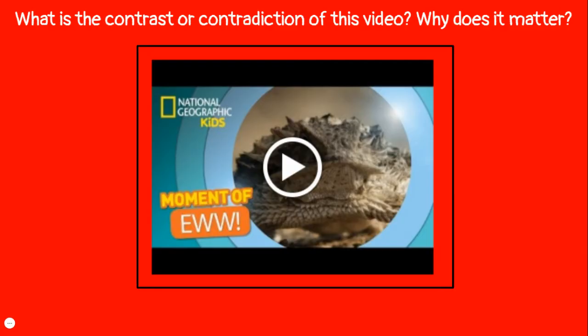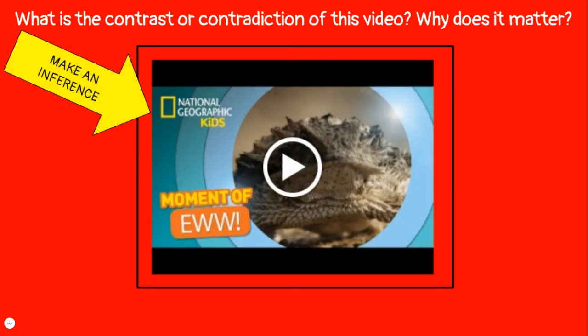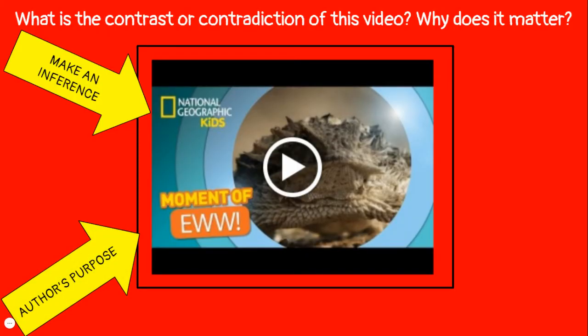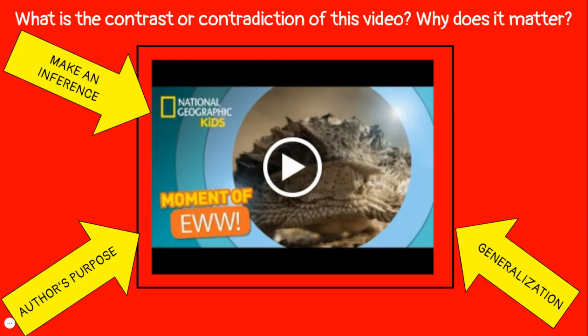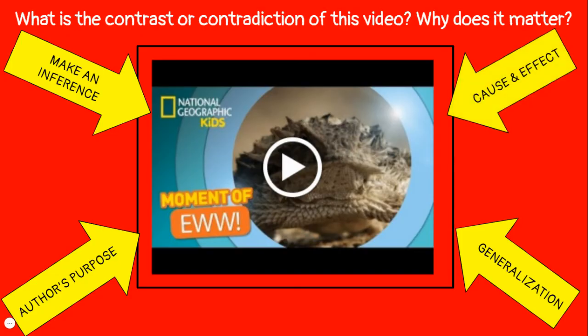Based on what we know now, we can make an inference about the lizard's successful escape plan. We can determine the author's purpose that shows us that size doesn't always matter in the animal kingdom. We can make a generalization that all horned lizards squirt blood out of their eyes to avoid being another animal's dinner. And we can see a cause and effect relationship, which shows us that as a result of the horned lizard spraying the bobcat in the face with blood, the lizard was able to escape.